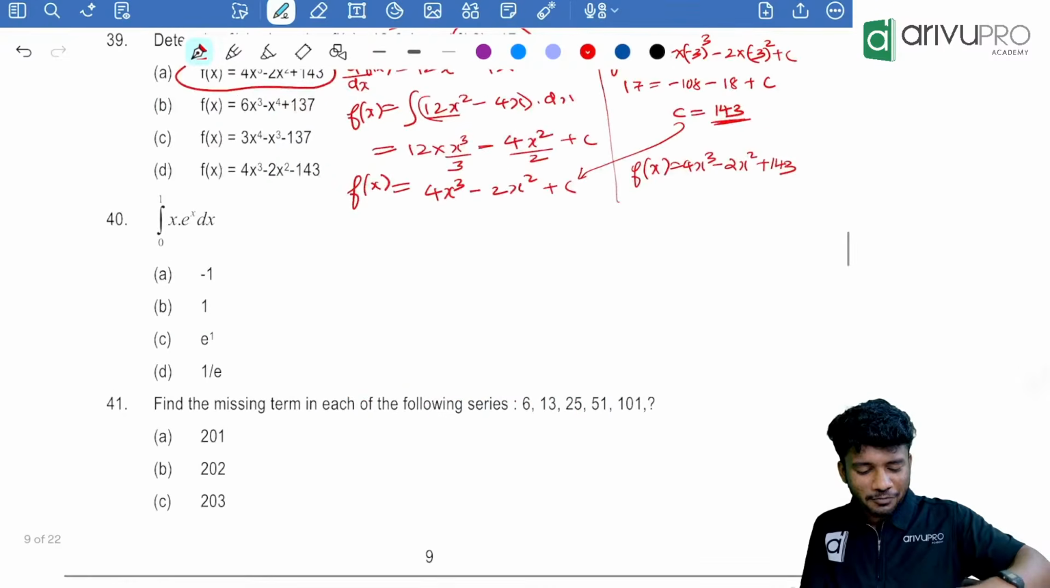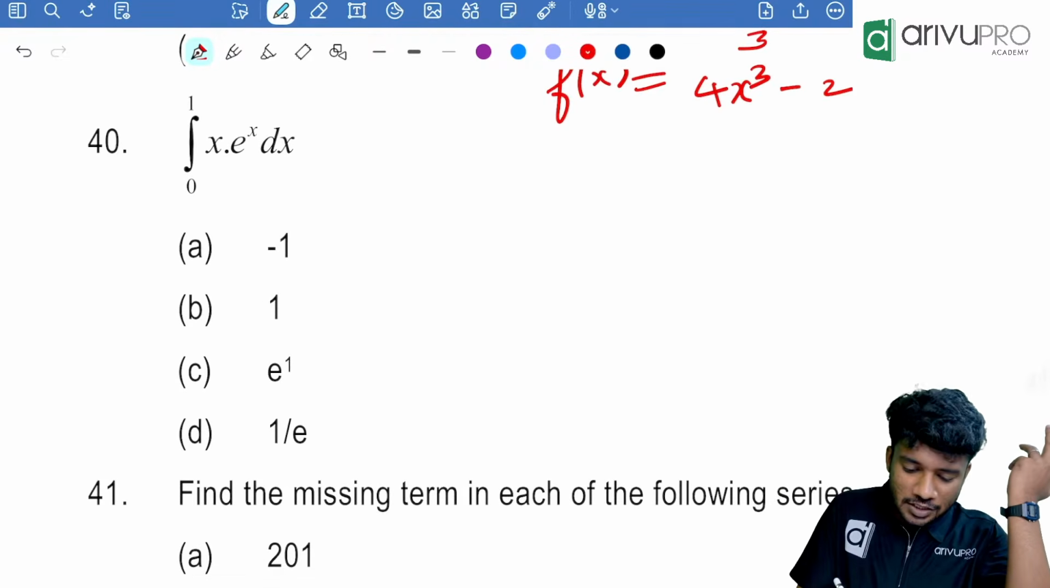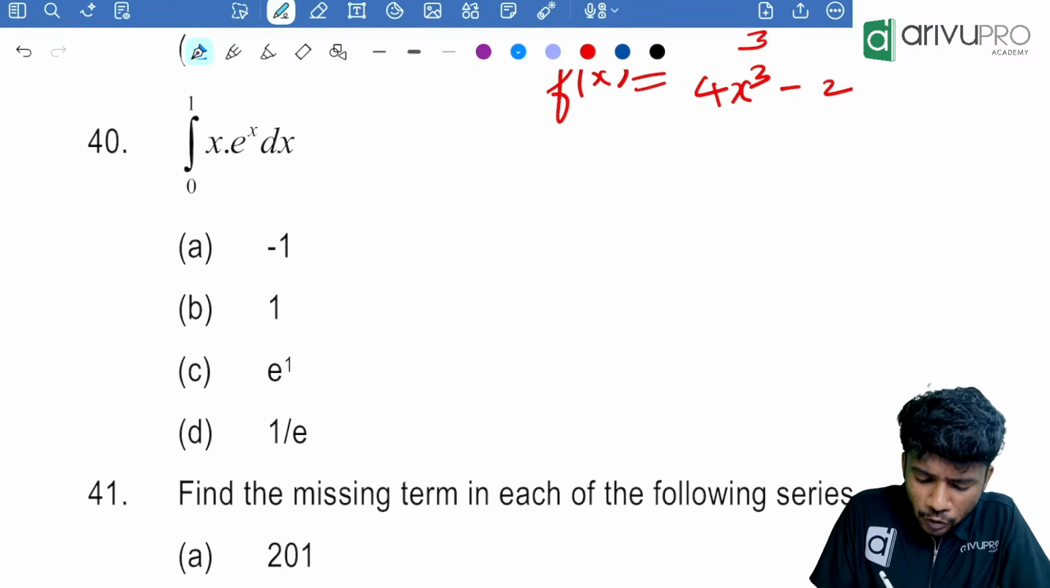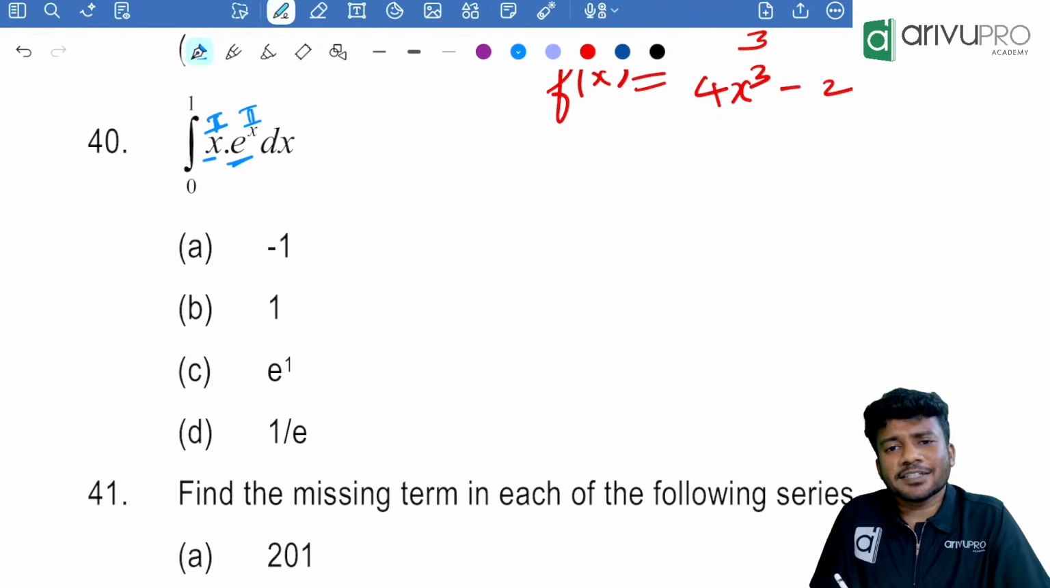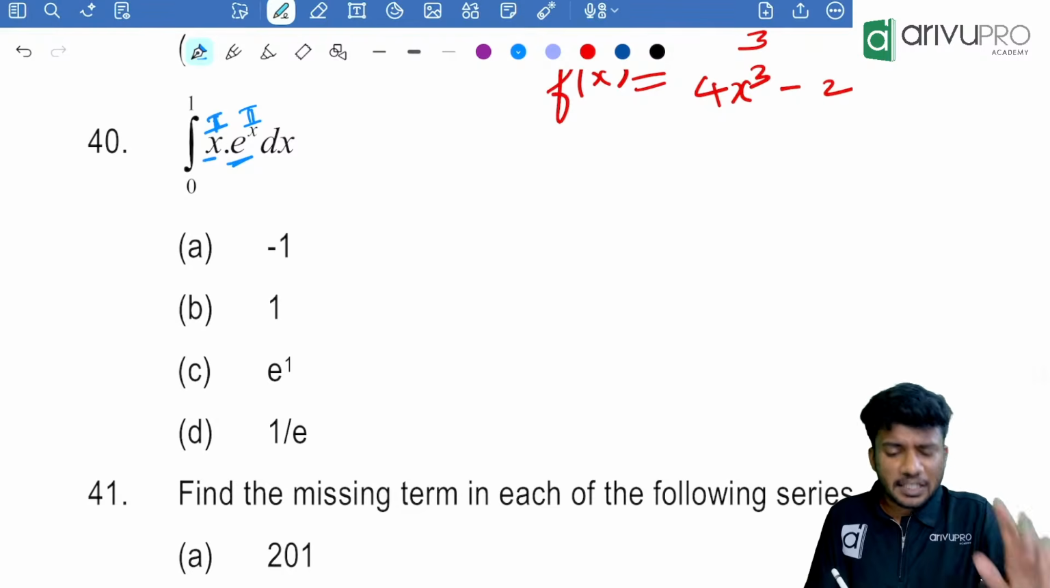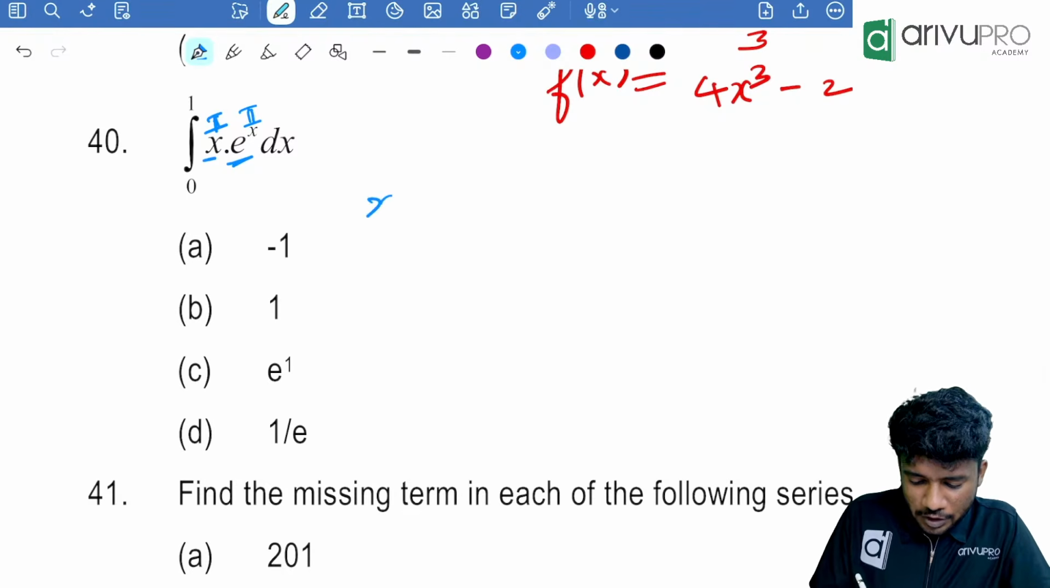The final question from max part is over here, people. A question based on integration by parts. It's a direct question. Now look here. X is the first term. Then who is the second term, people? E raised to x is the second term. Direct integration. Very easy integration. So how to integrate? That is nothing but first term into what?